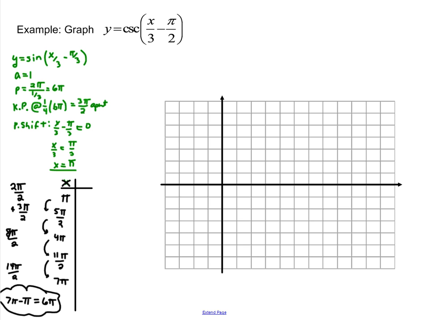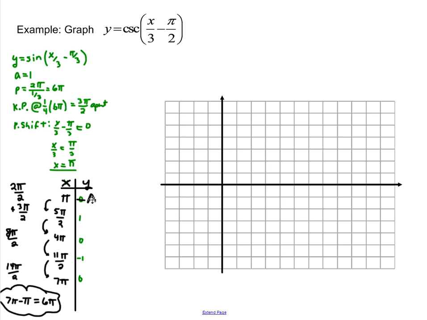All right. If this were the sine function, the amplitude is 1, and the y values then would go something like this. They would go 0, 1, 0, -1, and 0 at each of these key points. However, it is a cosecant function, and anywhere that sine was equal to 0, that means we're undefined.